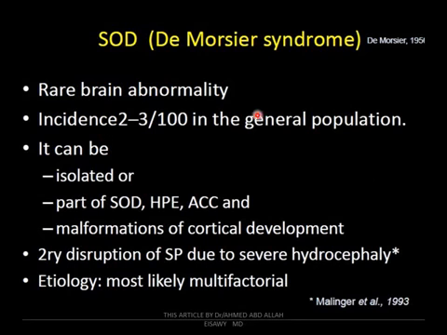A rare brain abnormality, septo-optic dysplasia has an incidence of 2 to 3 per 100,000 in the general population. It can be isolated or part of septo-optic dysplasia, holoprosencephaly, agenesis of the corpus callosum, and malformations of cortical development. Second, disruption of the septum pellucidum due to severe hydrocephalus. The etiology is most likely multifactorial.